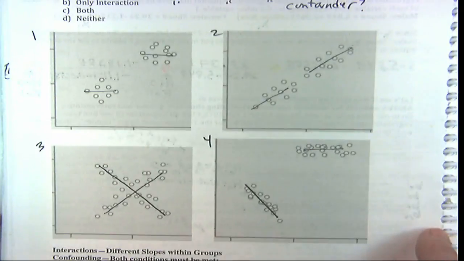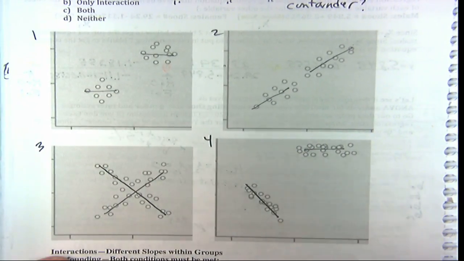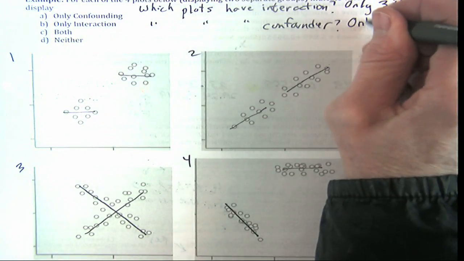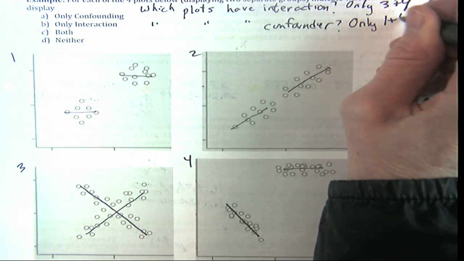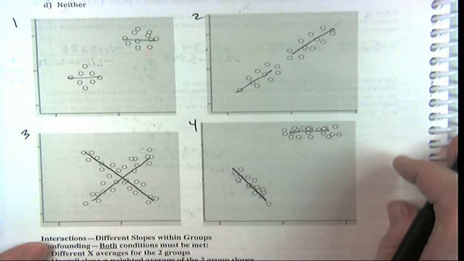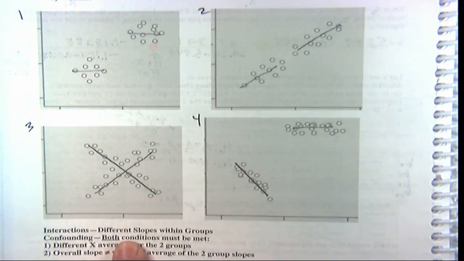Different group slopes. Now, which ones have confounders? And the answer is only 1 and 4. And let's think about why. We didn't really go over this, so I didn't expect you to get it right. First of all, let's look down here, and it says interactions are different slopes within groups.